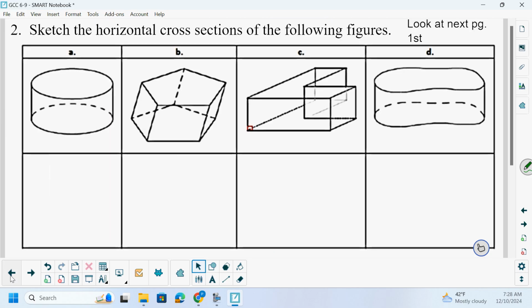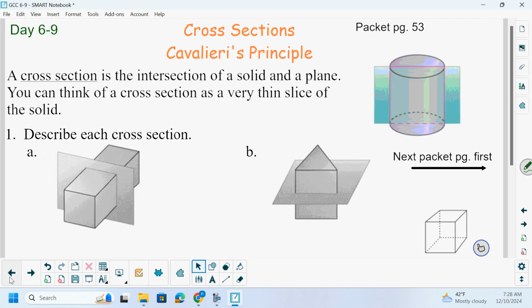So if we go back to page 53, in this first one here we have a square prism because we have 2 squares and then rectangular faces. So if we slice it the way that it's looking now, we would end up getting a square for each slice. So sometimes you see blocks of cheese that are like this. So if we sliced it that way, each of the blocks of cheese would be squares.